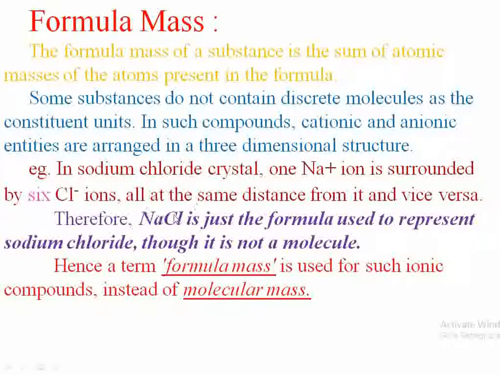This is the formula mass of NaCl: one sodium ion is surrounded by 6 chloride ions, and one chloride ion by 6 Na+ ions, and vice versa. Hence, the term formula mass is used for such ionic compounds instead of molecular mass. We cannot consider this three-dimensional network as a molecule, so we consider their formula masses, not molecular mass. This is the difference between formula mass and molecular mass.